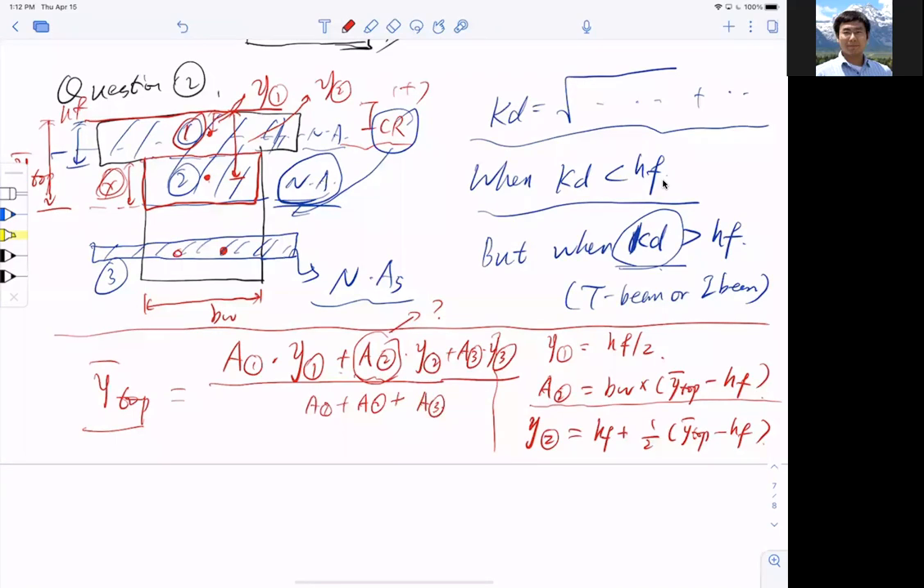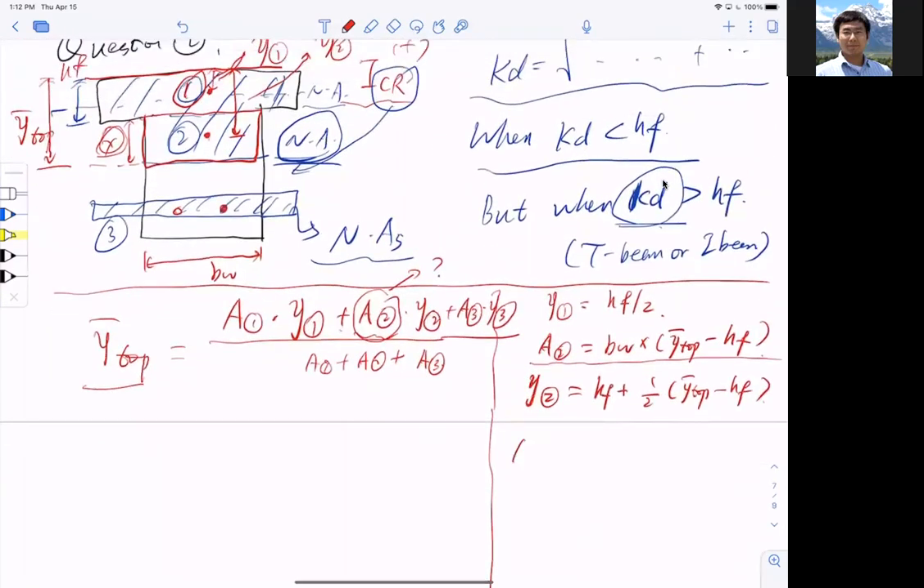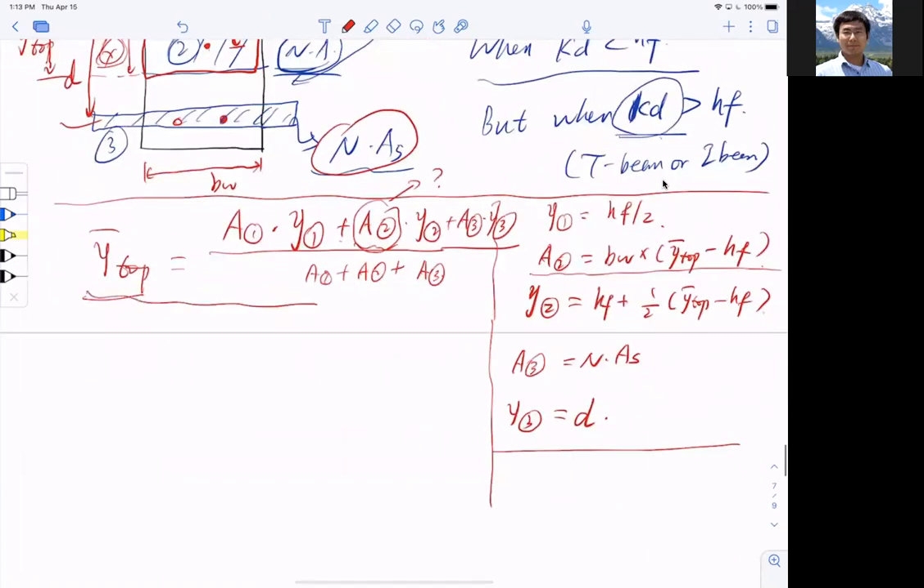Now, what about A3? You look at this, A3 is NAS, still converted. How about distance Y3? Y3 is nothing but the depth of the section D here, which is normally given. So all these give you this equation here.